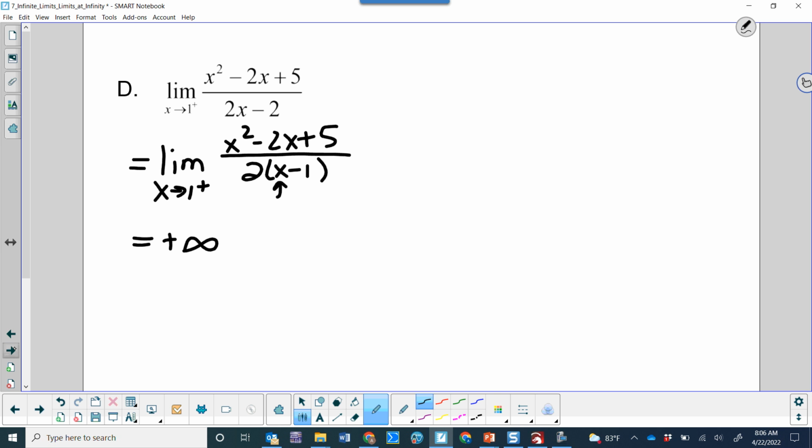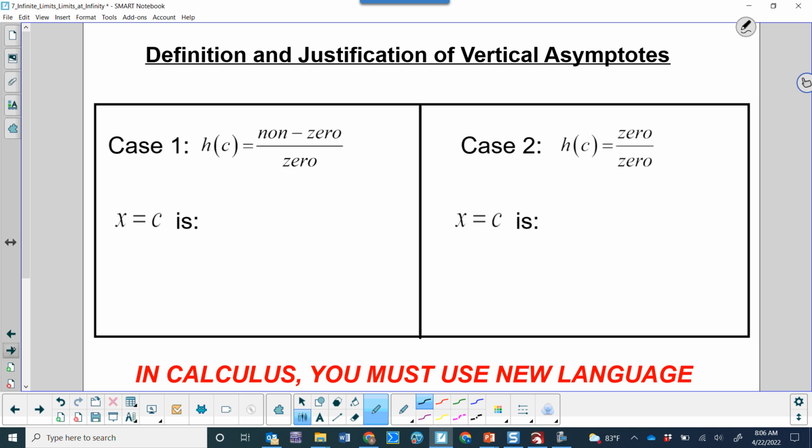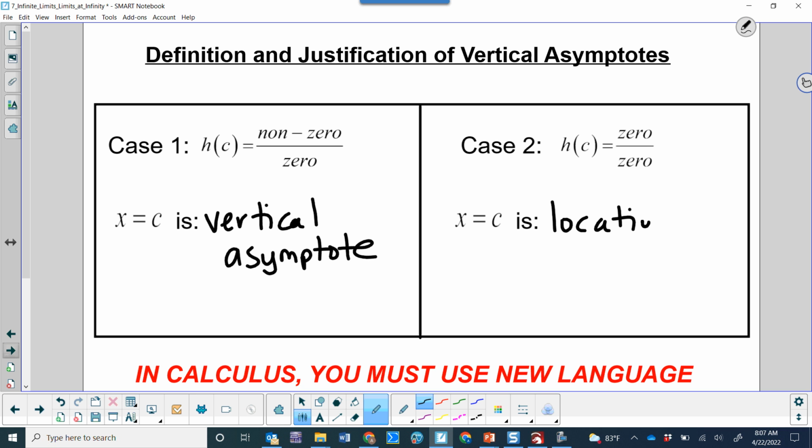And if you look back at the graphs, you see that that's what's going to happen. So here's where we have our non-zero over 0. So we know that here we have a vertical asymptote. If we have a rational function and we get non-zero over 0, that's a vertical asymptote. If we get 0 over 0, this is the location of a hole.